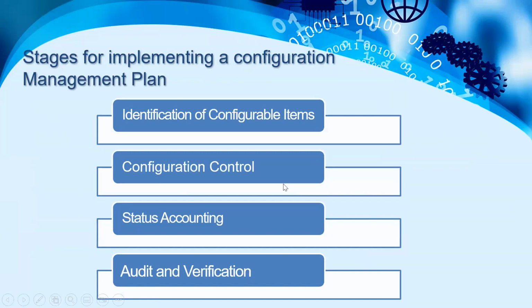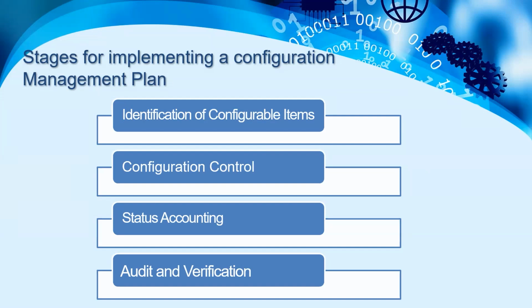Now, there are various stages for implementing a configuration management plan. The first is you need to identify the configurable item. Okay. Then the second is you need to practice configuration control. After you have identified the configuration item, then you need to put in place the controls that will govern how that configuration item is being used. So those controls will include the change management processes, everything that pertains to the use of that configuration item and how it will be used will be captured under this configuration control.